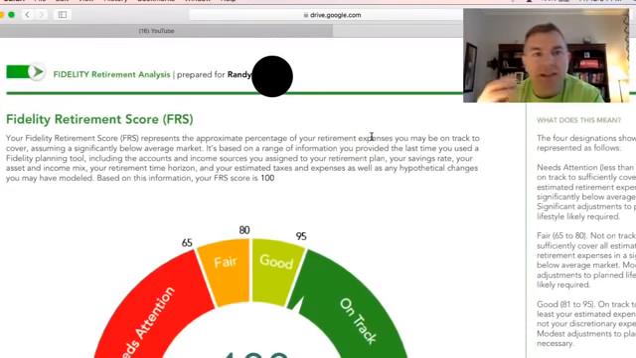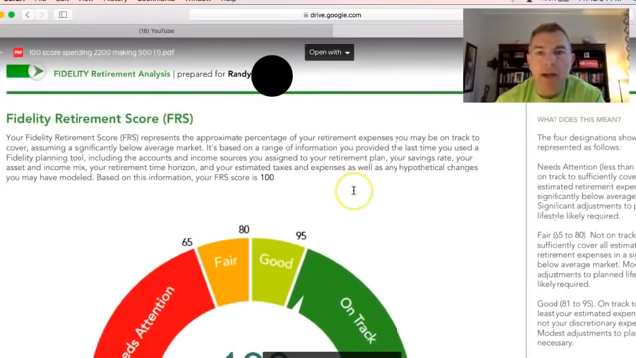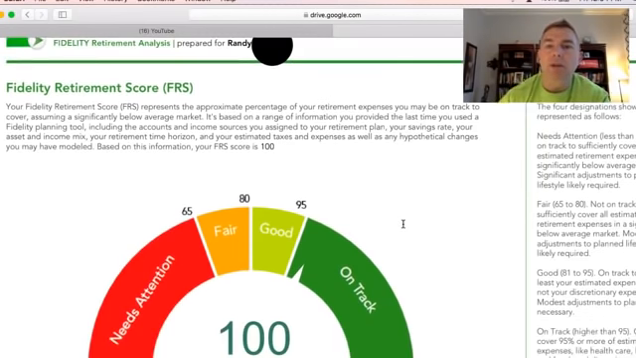There's like 40 pages in this retirement analysis, and this is direct from Randy. He gave me permission to use it for you all because he said it could be helpful. Your FRS, your Fidelity retirement score, represents the approximate percentage of your retirement expenses you may be on track to cover, assuming a significantly below average market. It is based on a range of information that you provided the last time you used your planning tool, including the accounts and income, and so on.